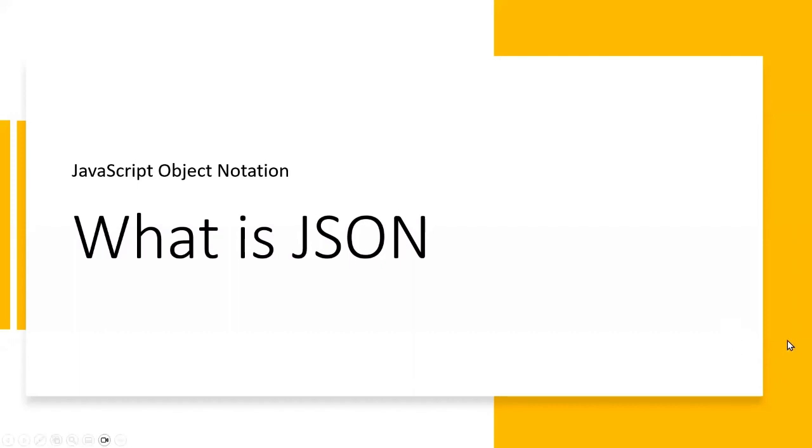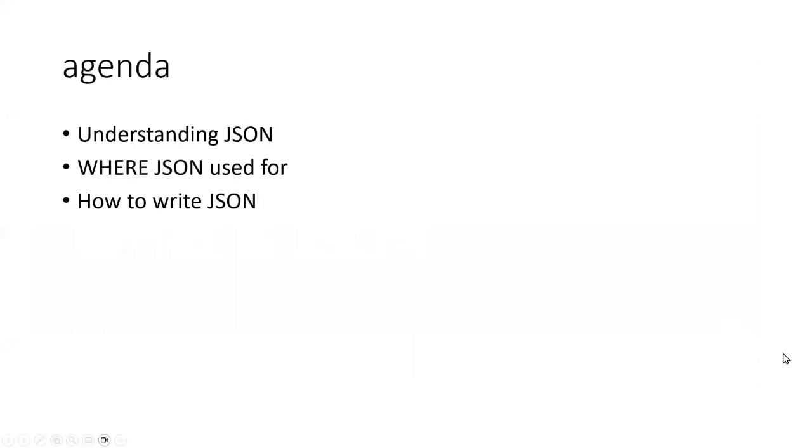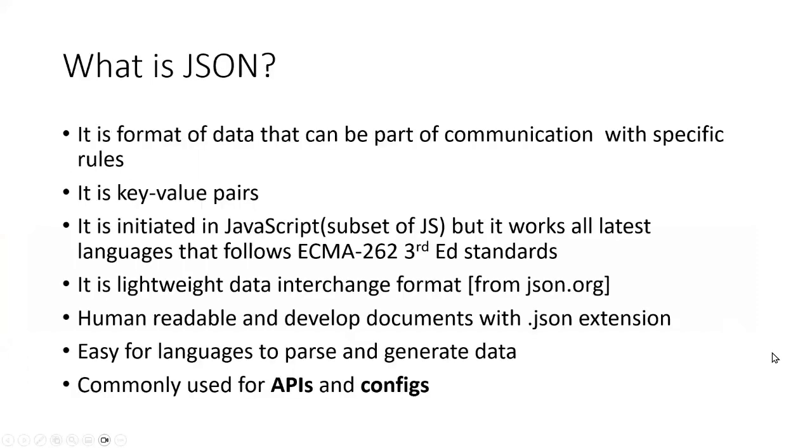So JSON is a part that is from JavaScript. We will try to understand what JSON is first, and then we understand where it is useful, and then we try to explore some more hands-on experiments on JSON. Okay, so it is a simple format actually.